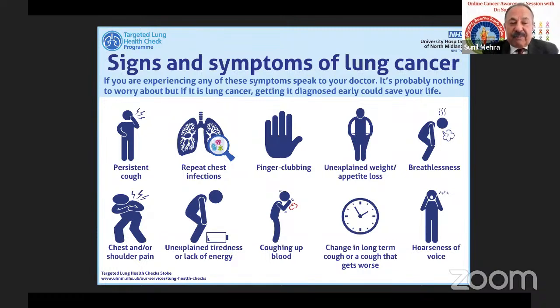So these are the symptoms I was talking about, and I'm stressing it again. Persistent cough, recurrent lung infection, that person keeps getting pneumonia in the same lung. And when you look at the hand, they have this fullness of their nails. They're losing weight, getting short of breath, losing their voice with hoarseness, and coughing up blood. They feel lack of energy or discomfort in the chest, shoulder, or neck. These are the symptoms. The sad part remains that most of the time when the patient has symptoms, they are already in an advanced stage.